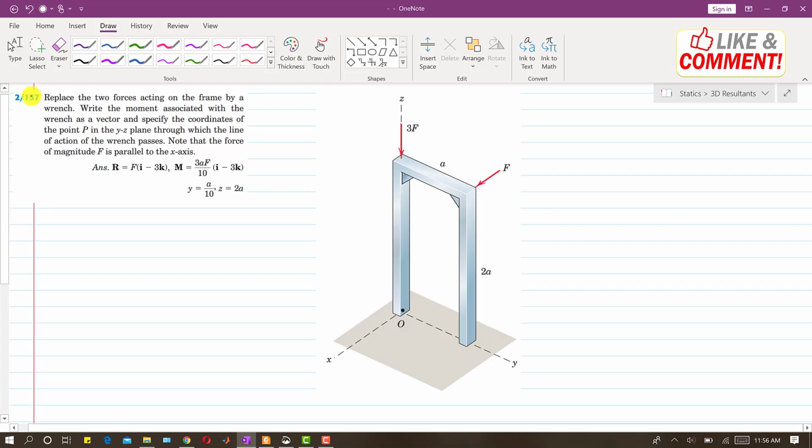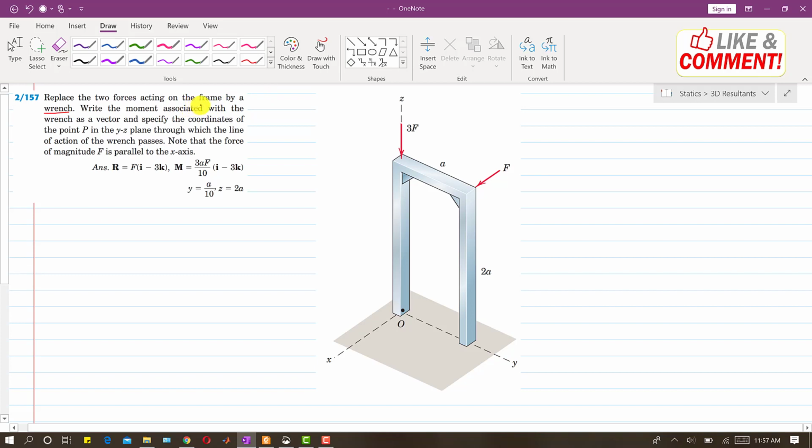Now I am going to solve this problem 157. In this problem it is said that replace these two forces which are acting on this frame by a wrench, right? So we need to convert these two forces into a wrench resultant, right? And it is said that write the moment associated with the wrench as a vector.